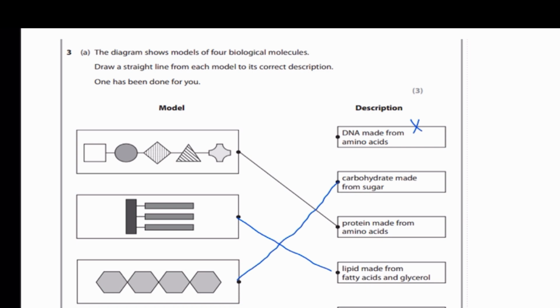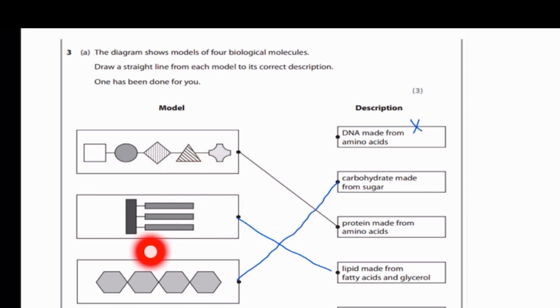Question number 3. The diagram shows models of 4 biological molecules. Draw a straight line from each model to its correct description. One has been done for you. Here you can see different models and here the descriptions. So the first one is obvious: different amino acids are attached to make a protein chain. They have already matched this one.